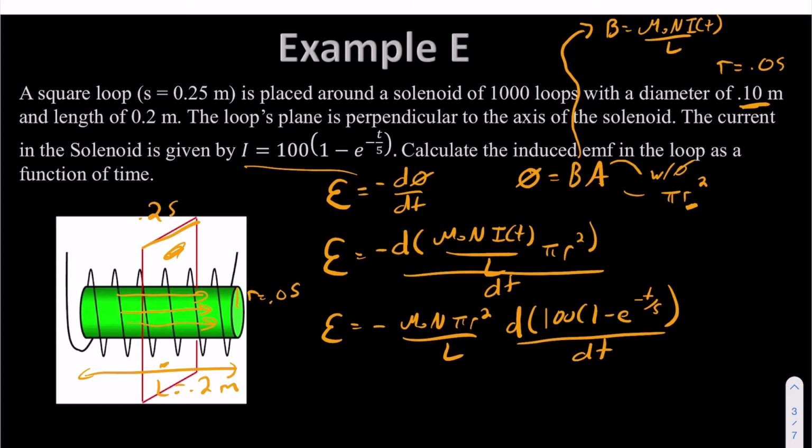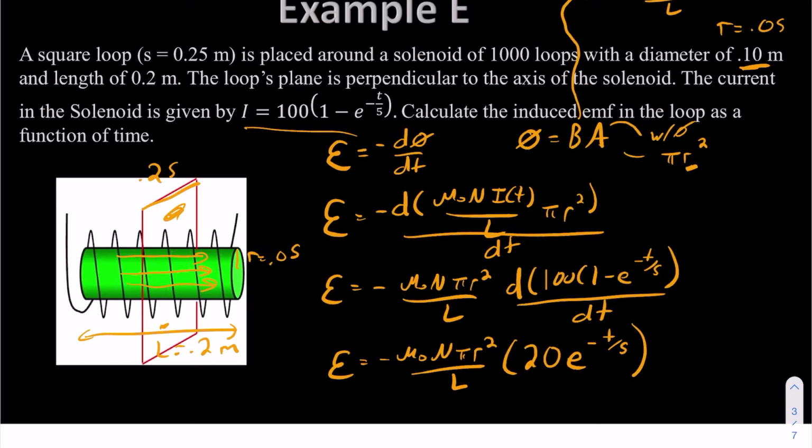And then for the derivative, it's a pretty simple derivative, so we have all the constants out front again. And then that derivative is just going to be 20 e to the negative t over 5. I'm not going to plug in numbers here because I'm kind of out of room, but when you do, you're going to get that epsilon of t equals negative 0.001 e to the negative t over 5. And that's your answer.